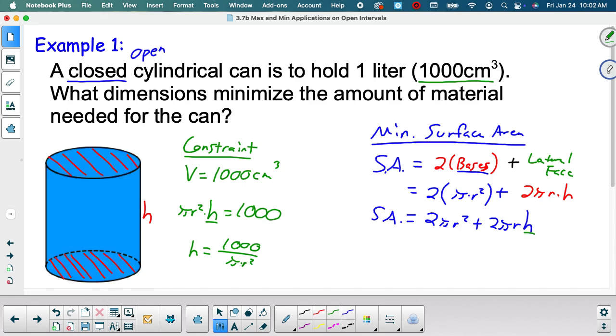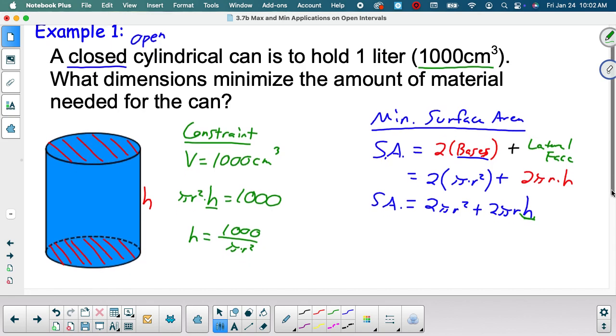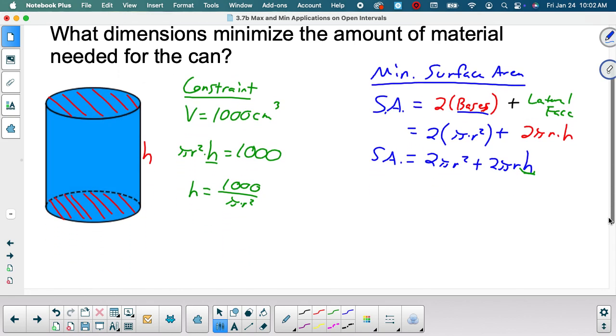Like what we've been doing in the past, I take this constraint, solve for one of my variables, and plug it into the equation that I want to minimize or maximize, so I'm writing this as one variable, in this case all in terms of r. So I'm going to have 2 pi r squared plus 2 pi r, but now h is this thing, 1,000 divided by pi r squared. That's my equation now, all in terms of one variable.